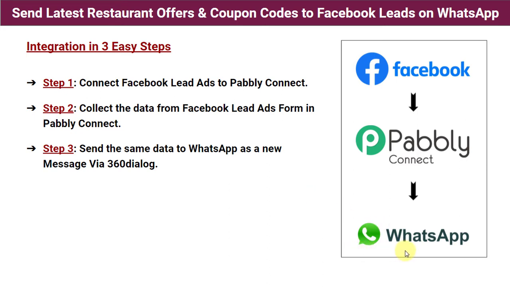Now I know here you must be thinking, what is this term 360 dialog and why did I use that? So let me tell you that WhatsApp does not allow us to send the messages directly. So that is why we are using WhatsApp's official API 360 dialog. So with the help of this software, we will be able to integrate WhatsApp with Pabbly Connect. So basically these are the steps which you need to follow to create this amazing automation. So I am going to tell you each and every step in detail on my screen. So keep watching this video till last.